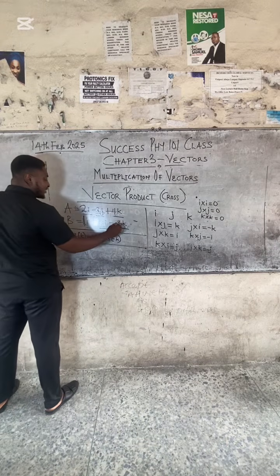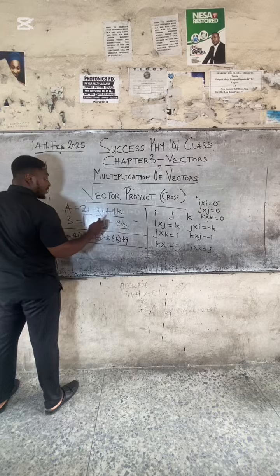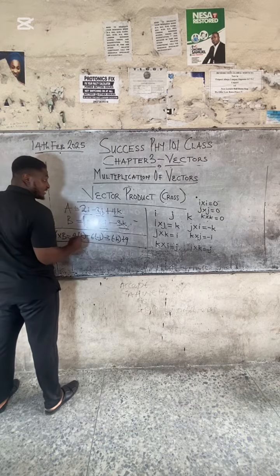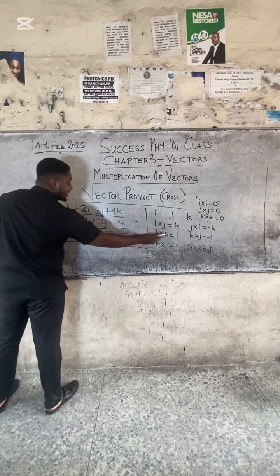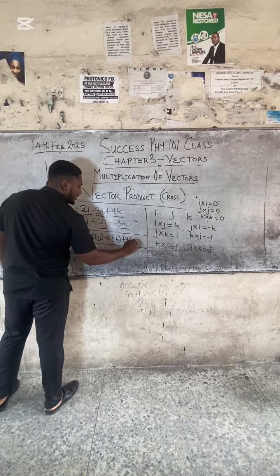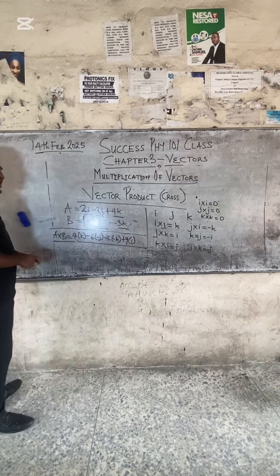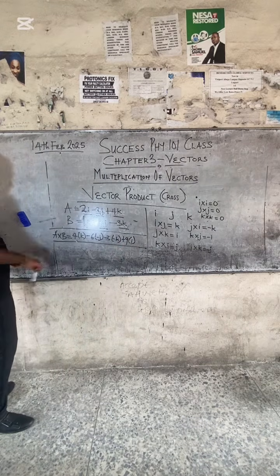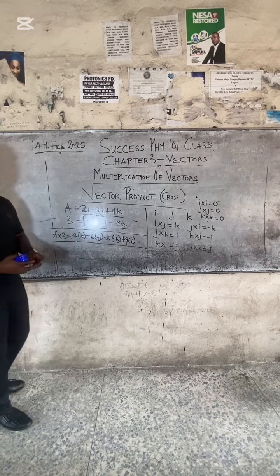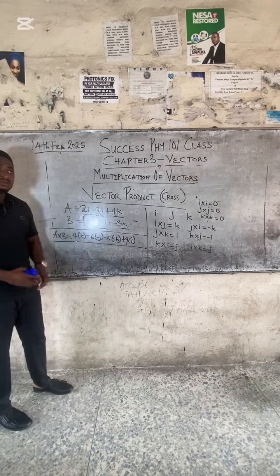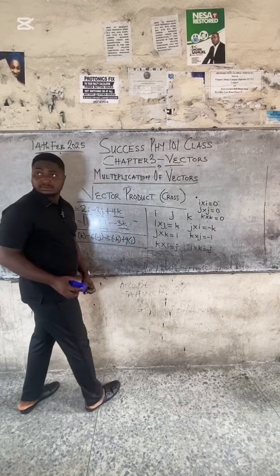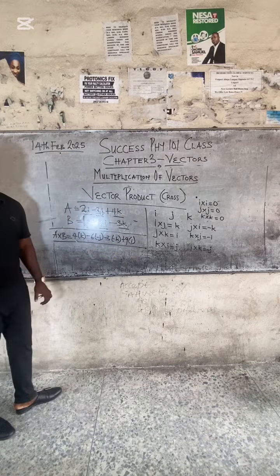Now, minus 3 times minus 3, positive 9, because minus times minus is plus. 3 times 3 is 9. J cross K is I. Class, J is done crossing. Now it remains K to cross.